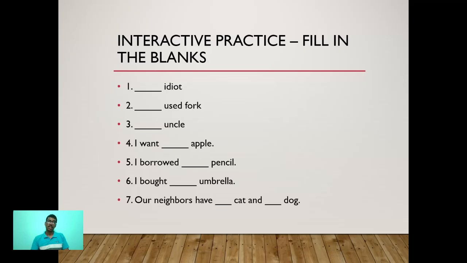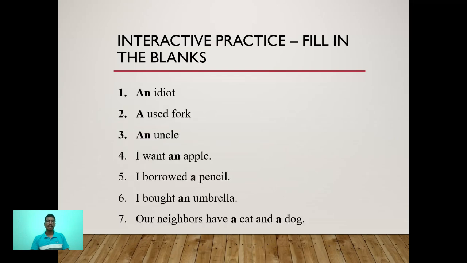I hope you're working it out. Let's check the answers. An idiot, a used fork, an uncle. I want an apple. I borrowed a pencil. I bought an umbrella. Our neighbors have a cat and a dog. Please check the answers. If you have written the right answers, I appreciate you and congratulate you.